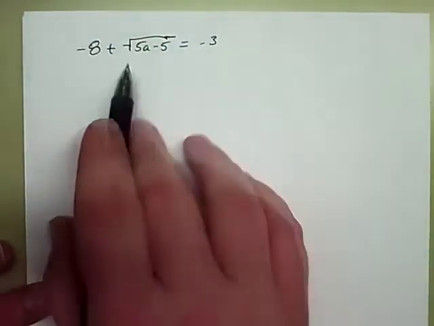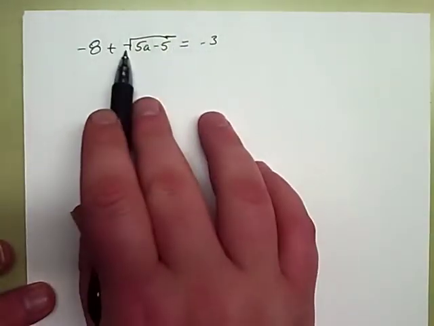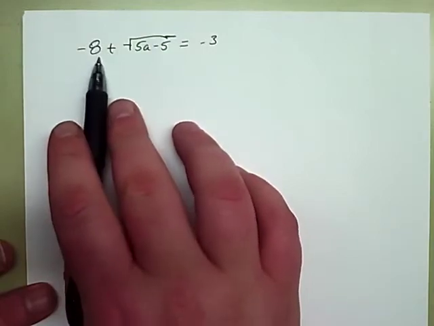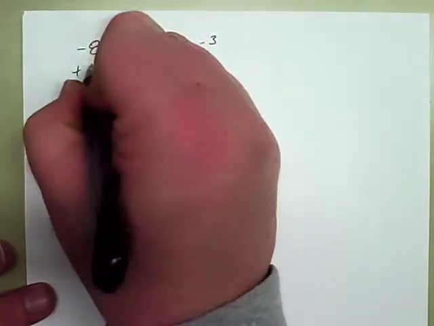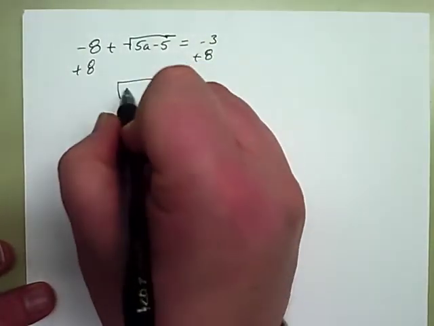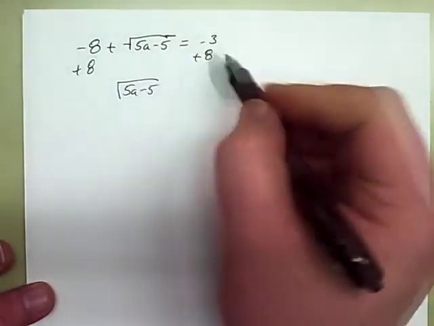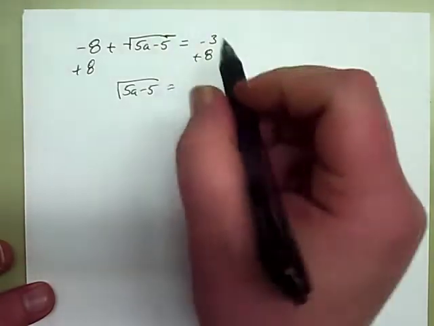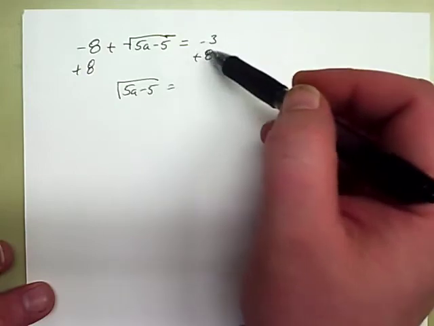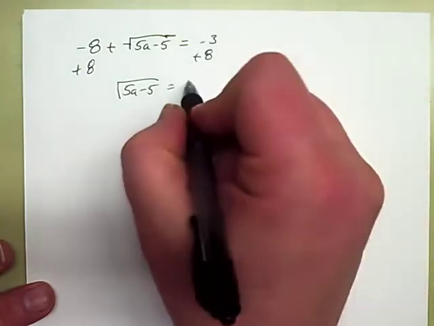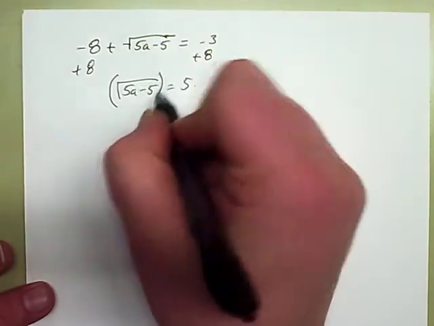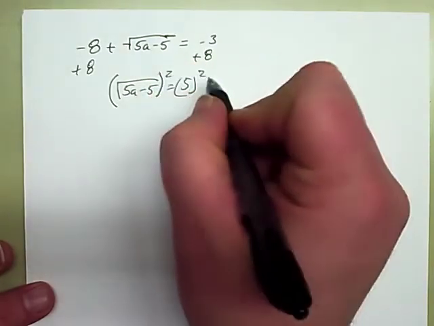All right, so I need to isolate the radical first because of this negative 8 over here. So how do I get rid of this negative 8? I have to add it to both sides. So I'm going to add 8 to both sides. Square root of 5a minus 5. Negative 3 plus 8. We'll start on my number line. Start at 0, go 3 to the left, and 8 to the right, and we'd be stuck at 5. Now I can square both sides.